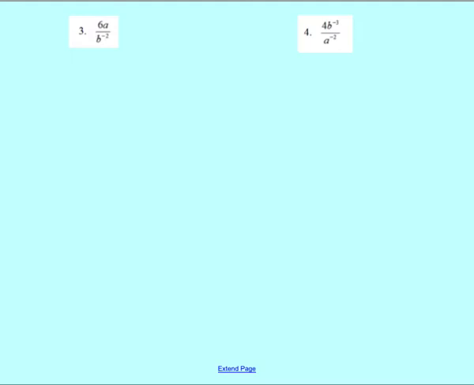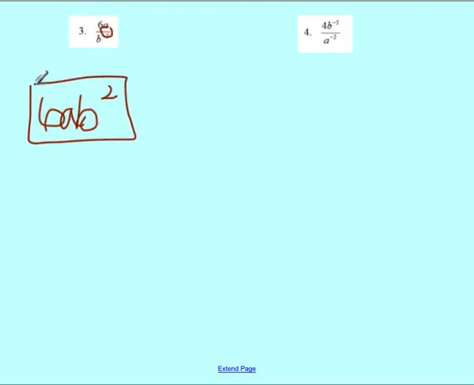So let's take a look at this one: 6a divided by b to the negative 2. I notice that b has a negative exponent on the bottom of the fraction, so I need to flip it to the top in order to make it positive. 6a is going to stay exactly where it is, and I'm going to flip that b squared to the top. So I have 6ab squared.